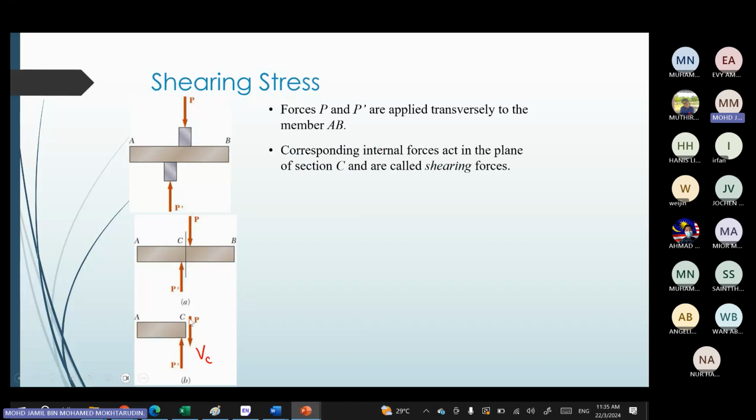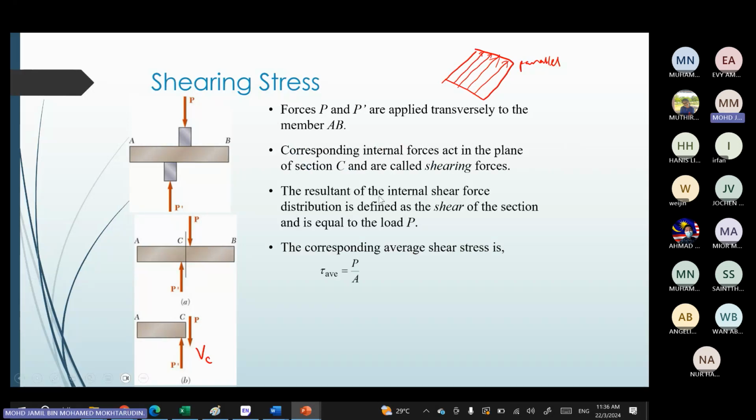So the force inside C is applied on the plane. Let's say you have a plane, a surface. The force acting, instead of perpendicular, is now parallel to the plane surface. We call this the shearing force. The resultant of the internal shear force distribution is defined as the shear of the section and is equal to the load P. Now we want to find the shear stress.